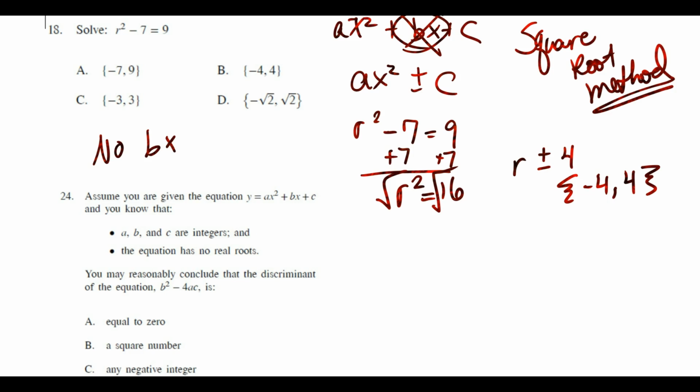All right, y'all. This problem is simple. The answer is B, but again, it's not simple when you don't understand that when bx is missing, use the square root method.